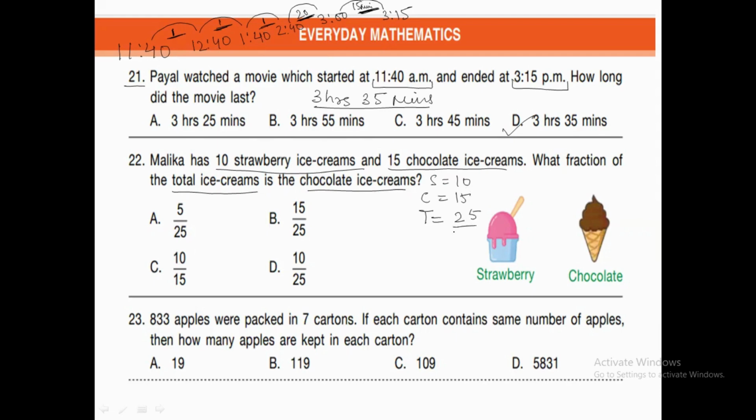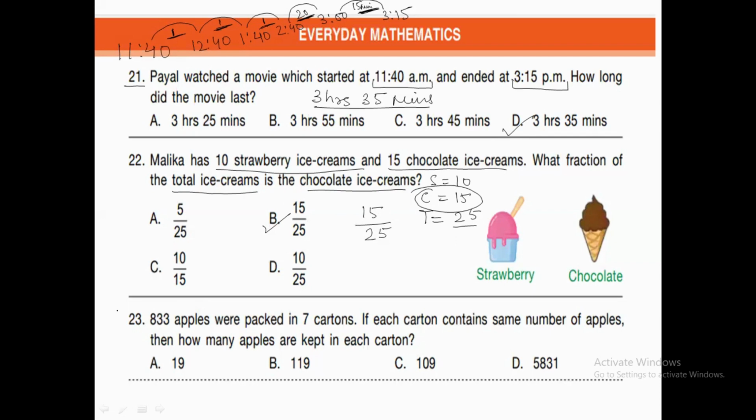Okay. Now the question is asking what fraction of the total ice cream is the chocolate ice cream. So how many chocolate ice creams does she have? 15. And what is the total number of ice creams that she has? 25. Okay. So what is the fraction of chocolate ice cream? Which is 15 by 25, which is our option number B. Okay.